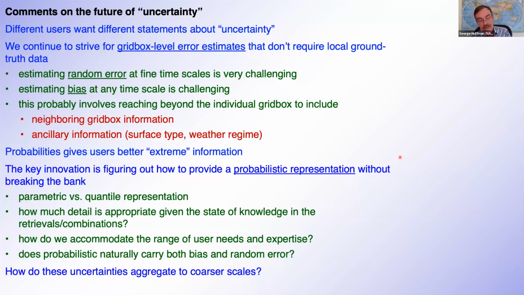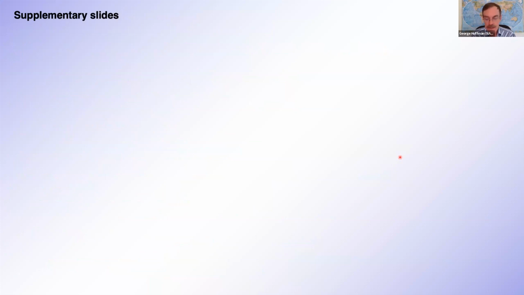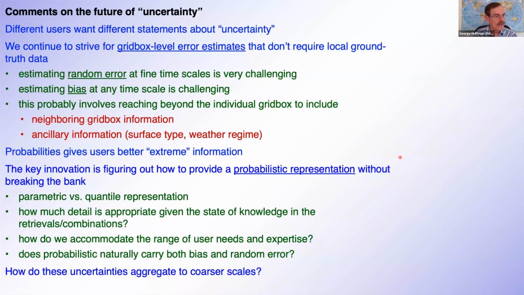One thing that I'm hoping is that the probabilistic statement will naturally carry both the bias and the random error. I'm a little bit squishy on that, but I'm hoping that comes true. And finally, one of the other grand challenges: how do these uncertainties aggregate to the coarser scales? They are correlated, and so you can't simply treat each half hour grid box as an independent estimate. They're correlated and you have to take that into account. Okay, so with that, I'm done and I thank you for your attention.